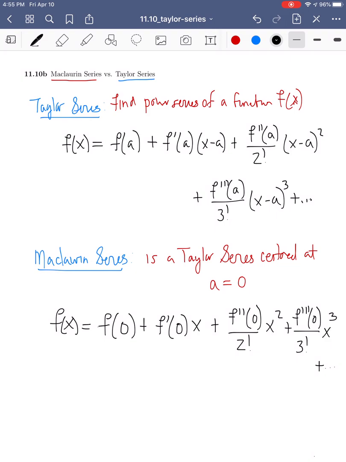Check out the next video in which we start figuring out what the Taylor series, or more specifically, the Maclaurin series, for a bunch of known functions that we know, like sine, cosine, and e to the x are.